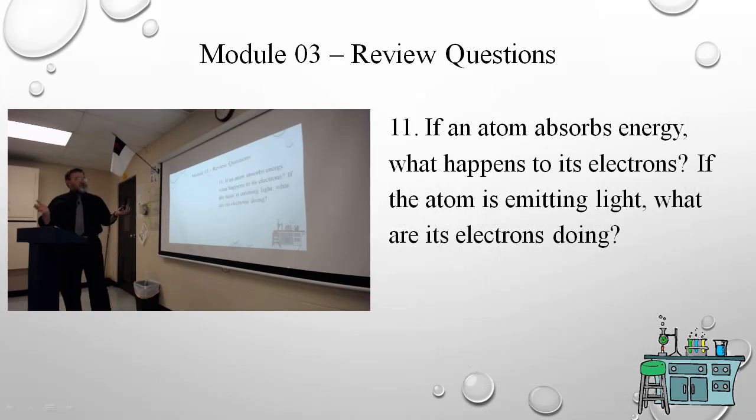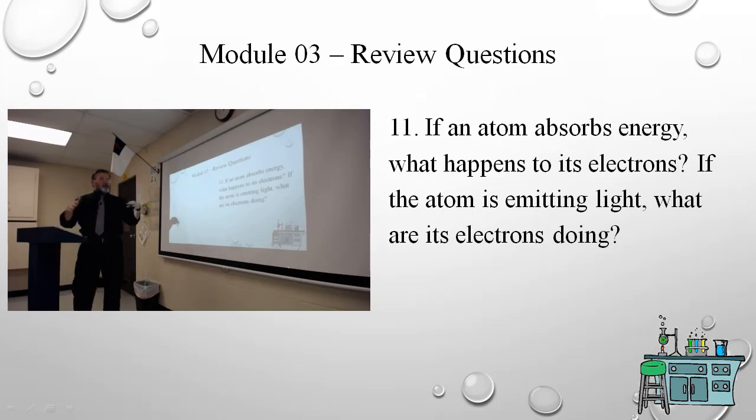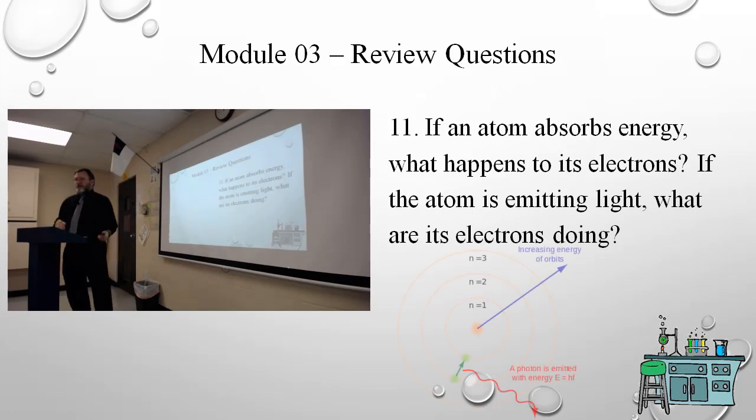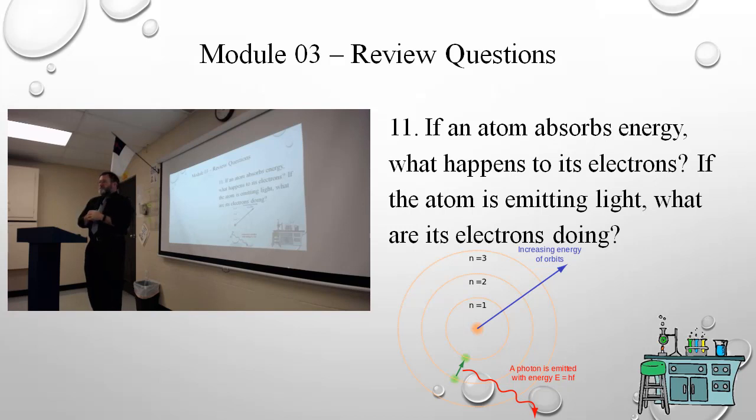If an atom absorbs energy, what happens to its electrons? And then we'll answer them both: if the atom is emitting light, what are its electrons doing? We'll go back to this diagram right here. If an atom absorbs energy, what happens to its electrons first? Okay, when an atom absorbs energy, that energy is going into the components. And we're talking about the electrons right now, right? What are the electrons going to do when they become excited? When you add energy to something, you excite it.